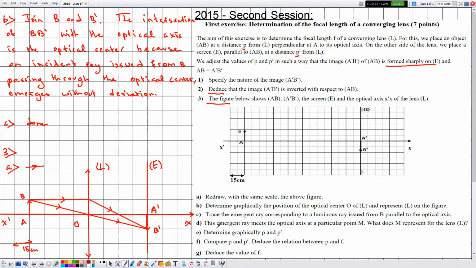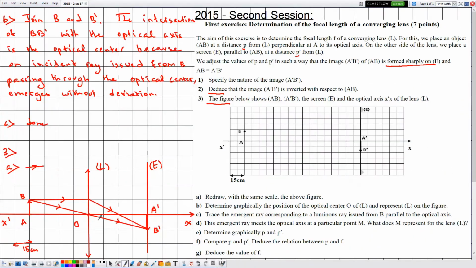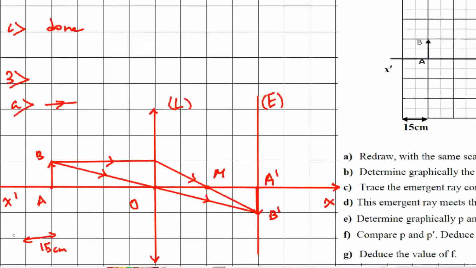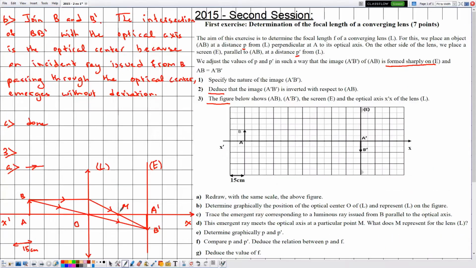Now in part D they are telling me this emergent ray meets the optical axis at a particular point M. So this is the emergent ray and this is the optical axis. This is the meeting point, or the intersection point, of the emergent ray with the optical axis. So this point is M. They are telling me what M represents for the lens L. We know that an incident ray issued from B parallel to the optical axis emerges passing through the image focus. Therefore, the point M represents the image focus of the lens L. So now let's justify.